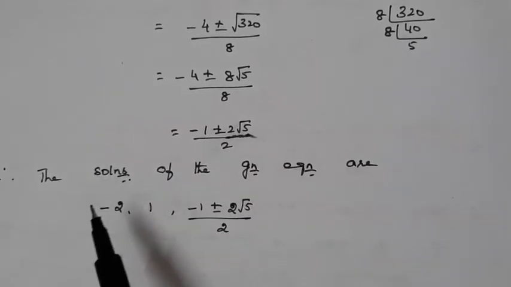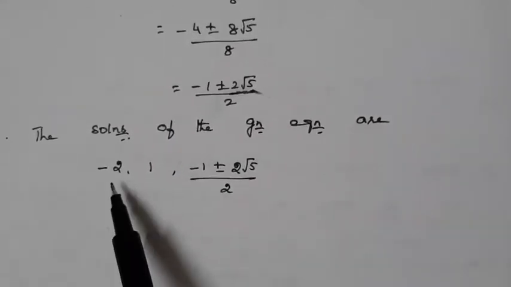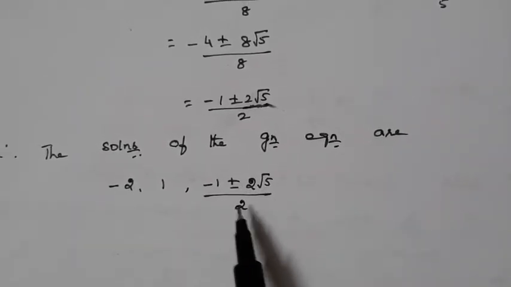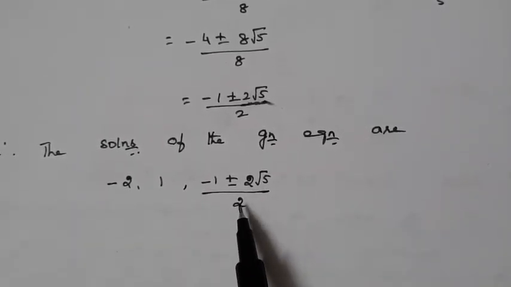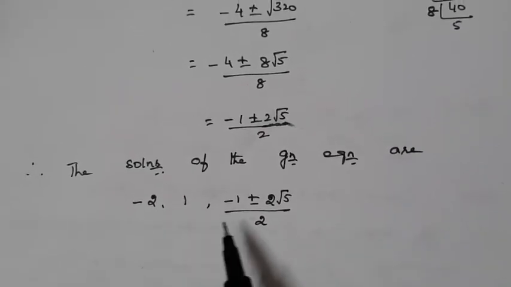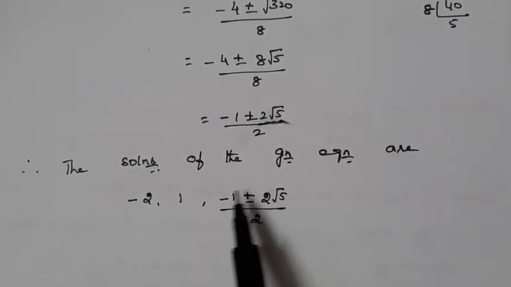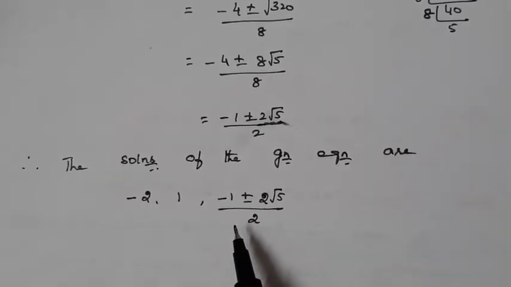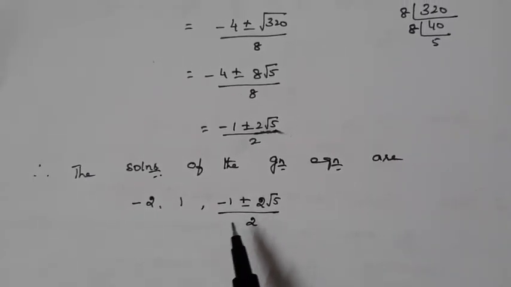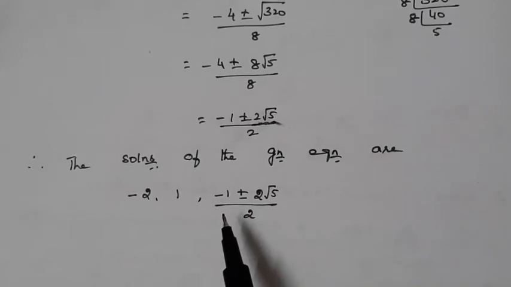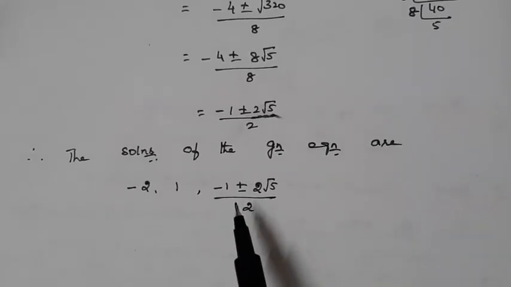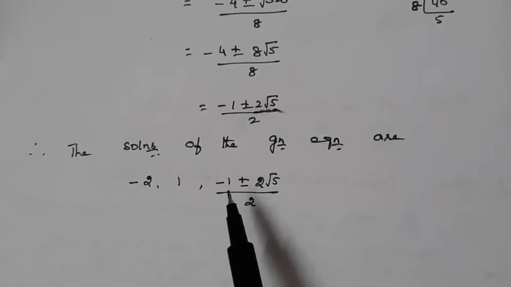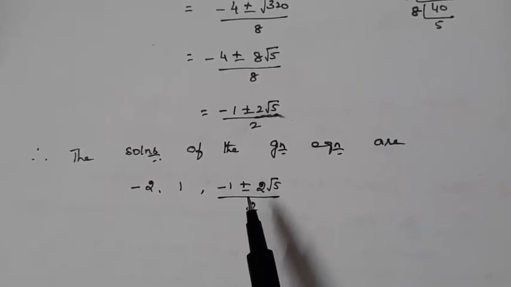Okay. So what would be the solutions of the given equation? Minus 2, plus 1, and minus 1 plus 2 root 5 by 2, and minus 1 minus 2 root 5 by 2. See here that among the 4 solutions, 2 solutions are irrational. So for a quartic polynomial, if all the 4 or any 2 roots are either fractions, irrationals or complex numbers, we can rewrite that quartic polynomial in the partly factored form. Okay.